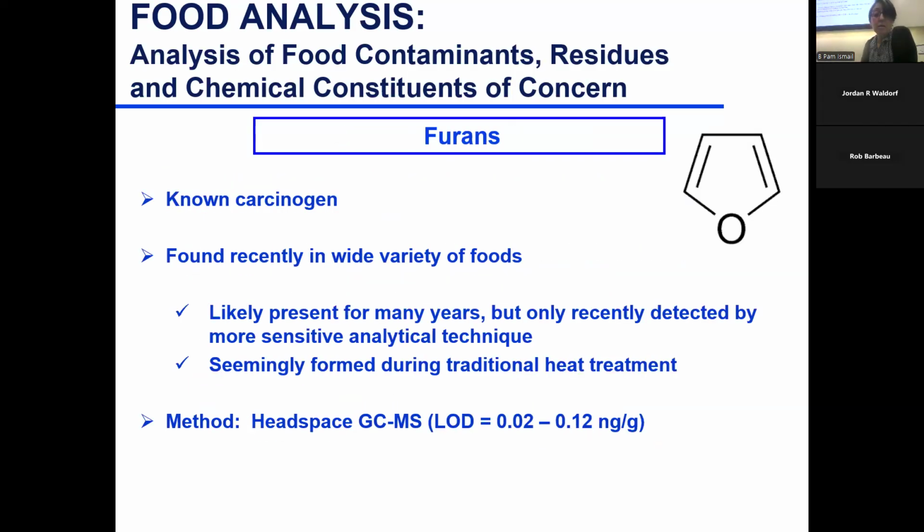Furans, these are produced when you have high carbohydrates, you have some acid in the food, you have heat, you generate those furans that are carcinogens. So again, processing, these are not added to the food, they don't come externally, they can be produced with processing. They are volatile, so they can be detected by GC-MS.